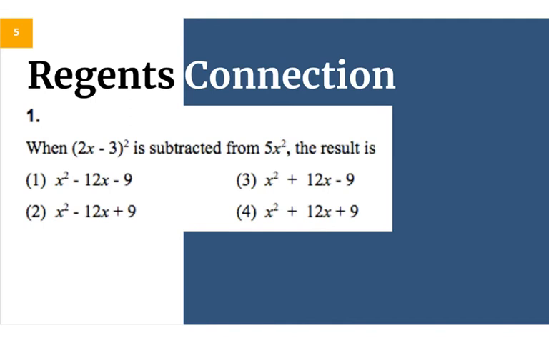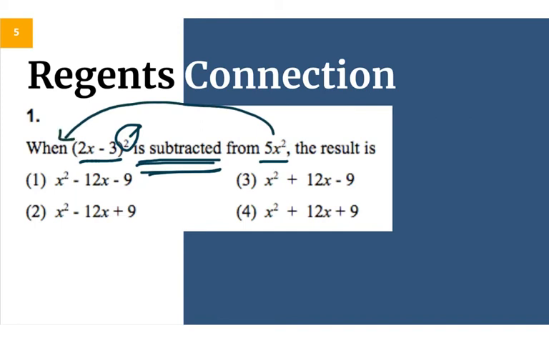All right, last thing, Regents connection. So when the quantity of 2x minus 3 squared, right, is subtracted from 5x squared, the result is... And so the one thing I want you to note here is the "is subtracted from." Remember, that's one of the phrases where you actually switch the order. So the 5x squared comes first, and you're subtracting 2x minus 3 squared from that.